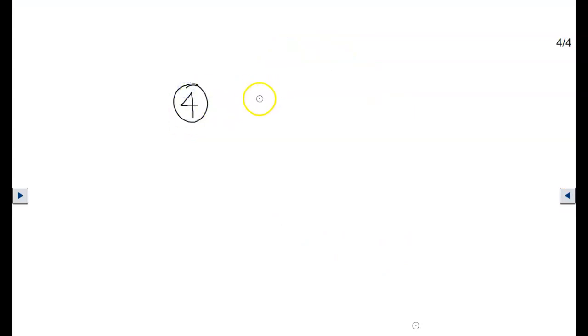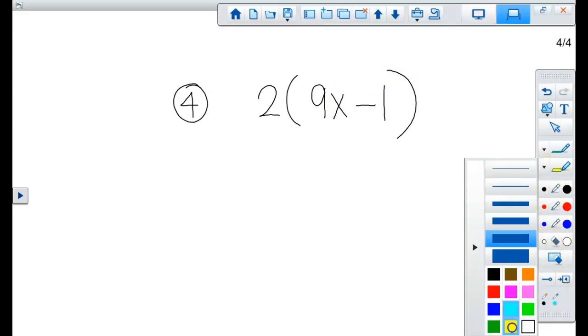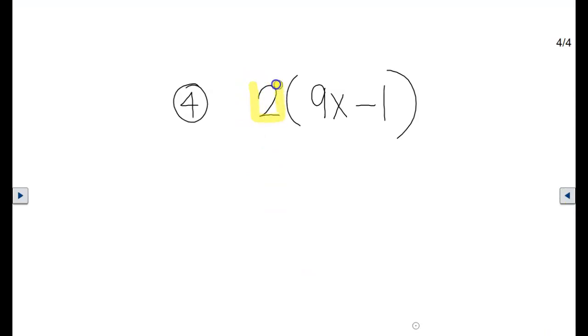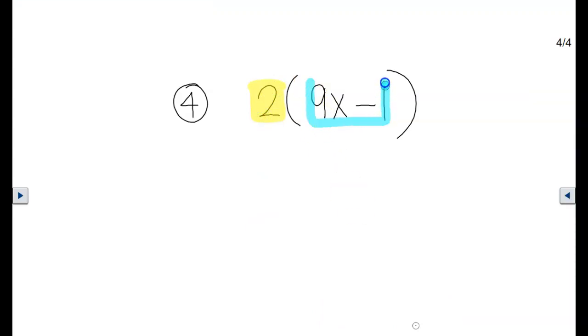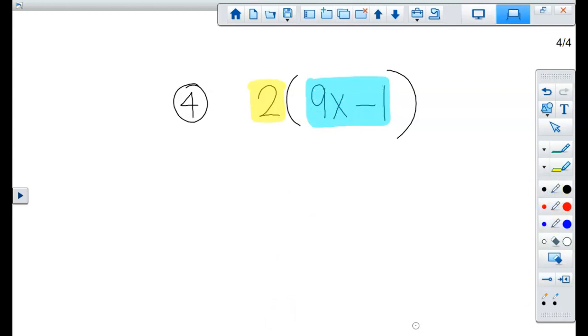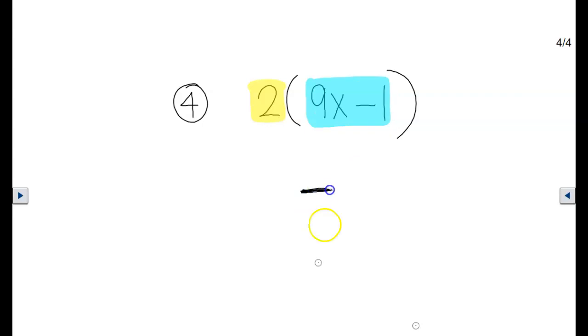Let's do 2 times 9x minus 1. Again, distributive property fits this problem because I'm being asked to take the number 2 and multiply it by the entire group, 9x minus 1. There's a minus sign in my parentheses, so I'm going to carry that down here and put my minus sign in my answer.